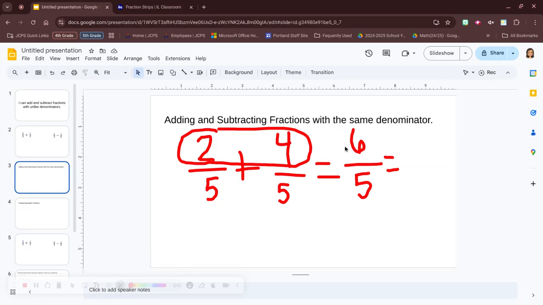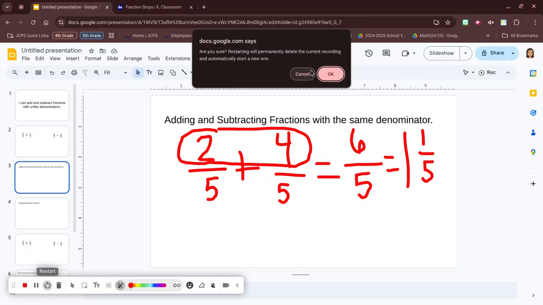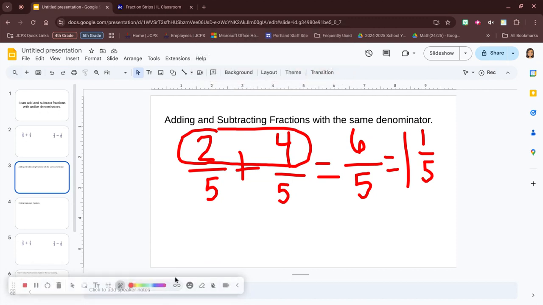So if I have 6, that means I have 1 whole and 1 more piece, or 1 out of 5 more. So that would be that as a mixed number. So remember, adding fractions with the same denominator, the denominator stays the same, and then you add the numerators.